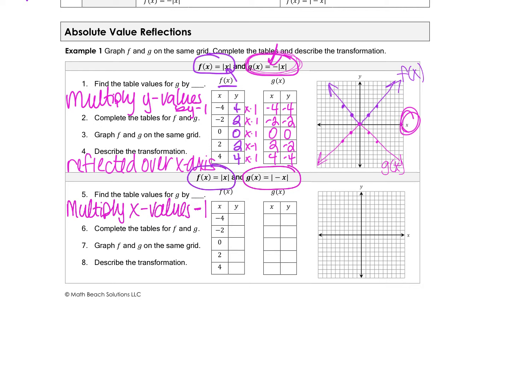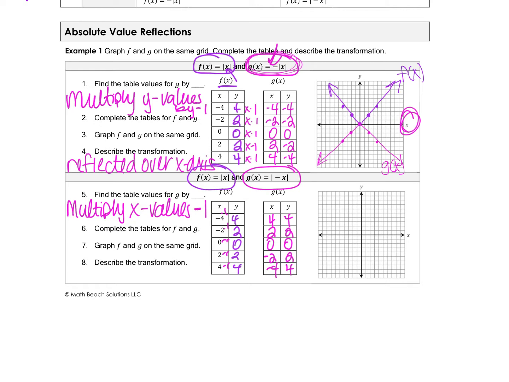We're going to complete the table. So my table doesn't change on my parent function f of x equals the absolute value of x. So 4, 2, 0, 2, and 4. So now what I want you to do is multiply the original x's by -1. So you're multiplying all these by -1. So I'm now going to have 4 and 2, 0, -2, and -4. My y values are going to stay exactly the same. So 4, 2, 0, 2, and 4.